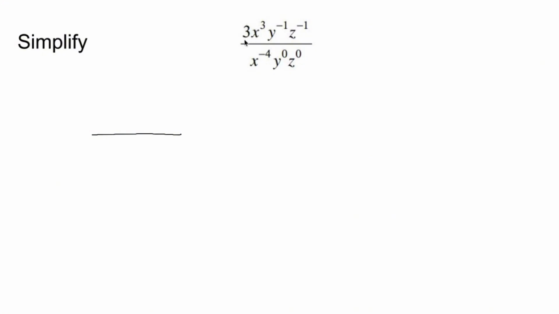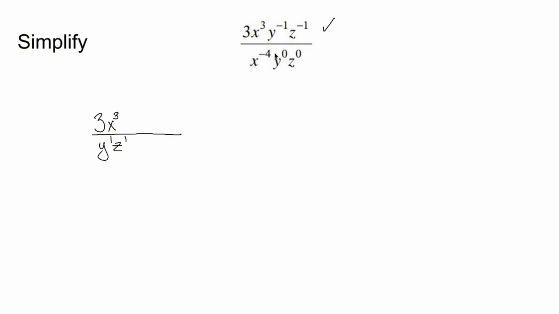Anything with a positive exponent or an invisible 1 exponent stays. So 3 stays at 3. X to the positive 3 stays in the numerator. Y to the negative 1 moves to the denominator and becomes y to the positive 1. Z to the negative 1 moves to the other side of the fraction bar and becomes z to the positive 1. So we're done with the numerator.